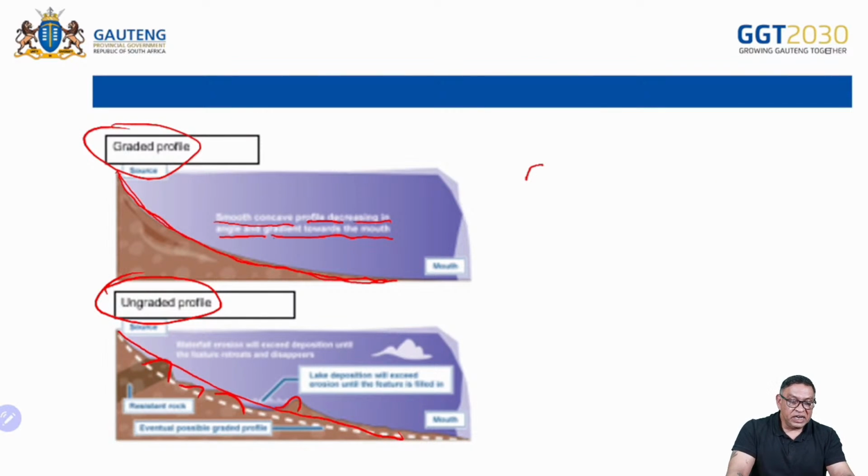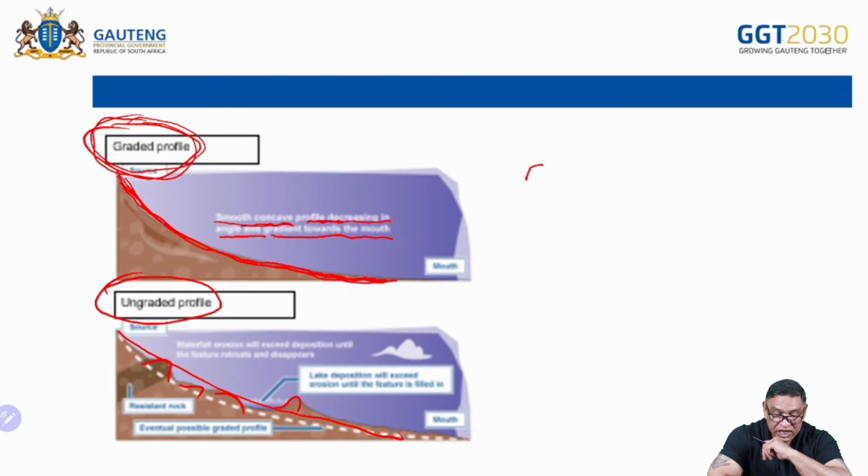Now, a graded profile, and I'm sorry I was gone on to that when there were little technicalities and I didn't erase it. Let's look at the graded profile down here. If I look at this, it says it's a smooth concave profile. Okay, so can you see it's smooth? There's no obstructions. And it's steep at the top, gentle at the bottom. So even if I want to say it's a smooth concave shape profile, obviously it's a longitudinal profile. Steep at the top, gentle at the bottom.